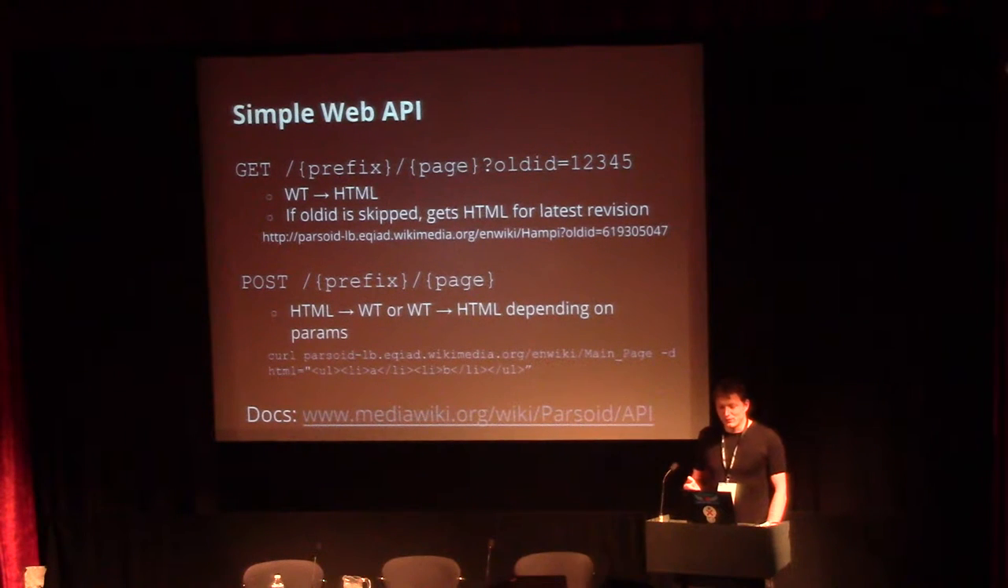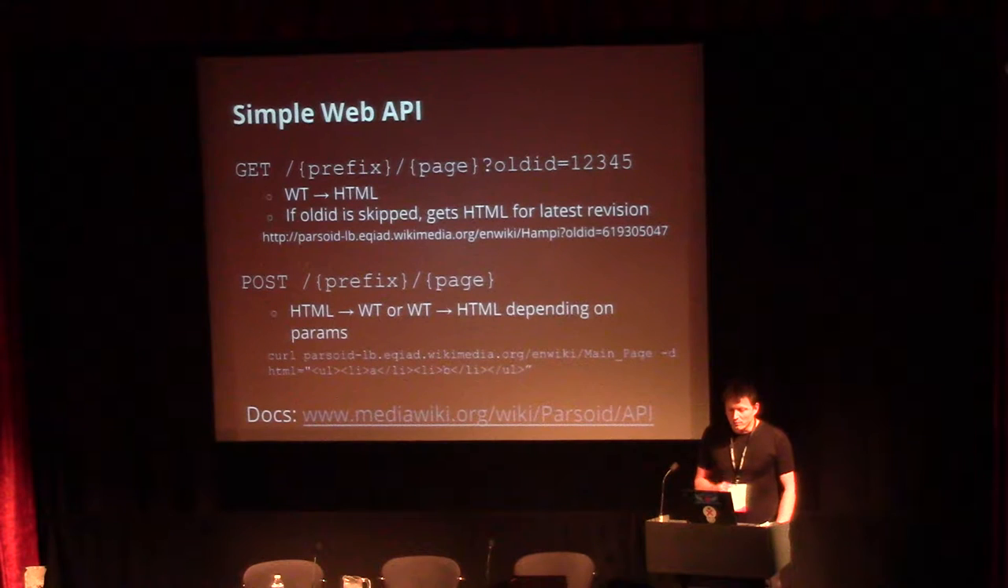Then when you want to do any kind of conversion between HTML and Wikitext, you can do a POST request and either pass in an HTML POST parameter, in which case you get the Wikitext back, or pass in the Wikitext and get HTML back. So it's fairly straightforward. You can also pass in old IDs if you want to make sure you get a specific version and nobody else edited in the meantime. Otherwise, if you leave it out, you get the latest version. The documentation is on the wiki, but it's really not more complicated than that.